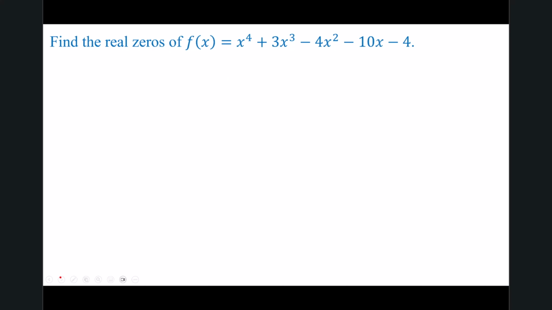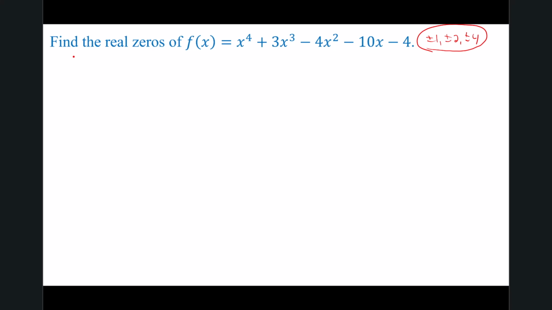Let's try another example. f of x equals x to the 4th plus 3x cubed minus 4x squared minus 10x minus 4. To find the possible rational zeros here, we need to do the same thing. So our factors of 4 are 1, 2, and 4. And our leading coefficient is 1, the factors of 1 are just 1. So divide all those by 1, and we still have these same. These are the ones we need to try.